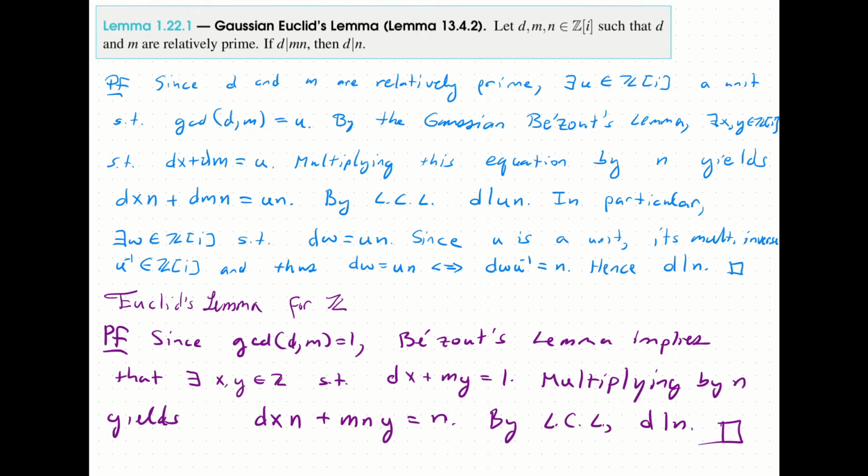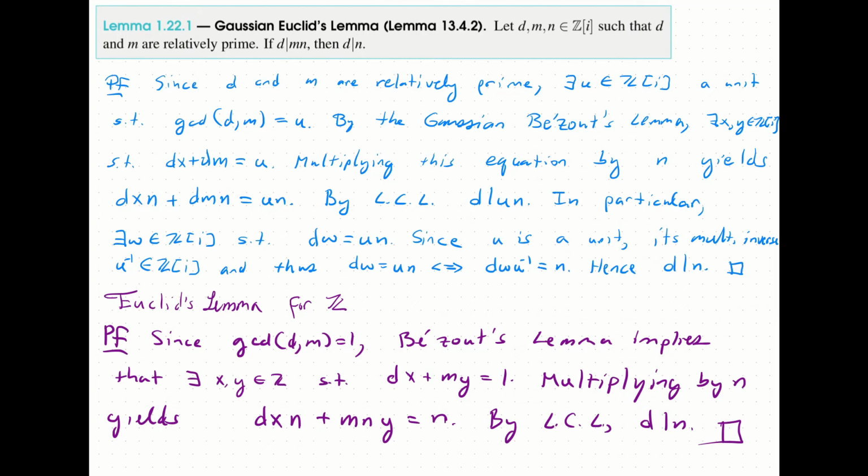We could have another equivalent approach, which is what I mentioned verbally: we can go ahead and take this u inverse and multiply both sides of this equation by u inverse. In doing so, we're going to have dxn times u inverse plus dmn times u inverse. But then over here, we're just going to have an n.